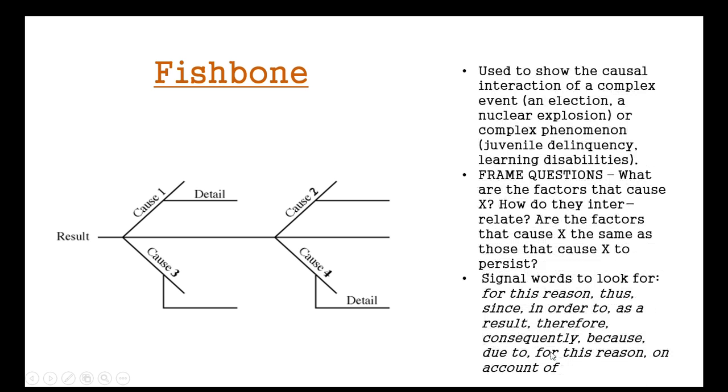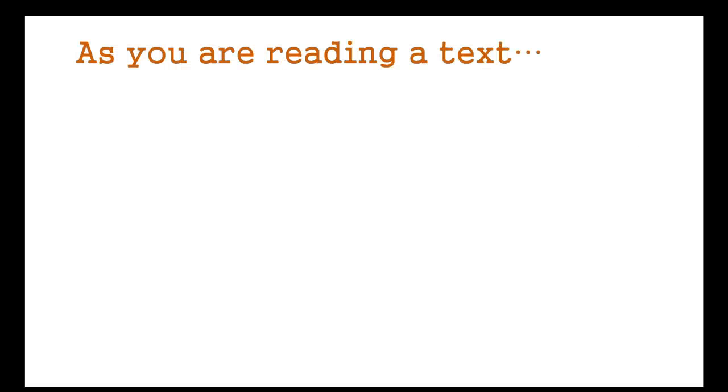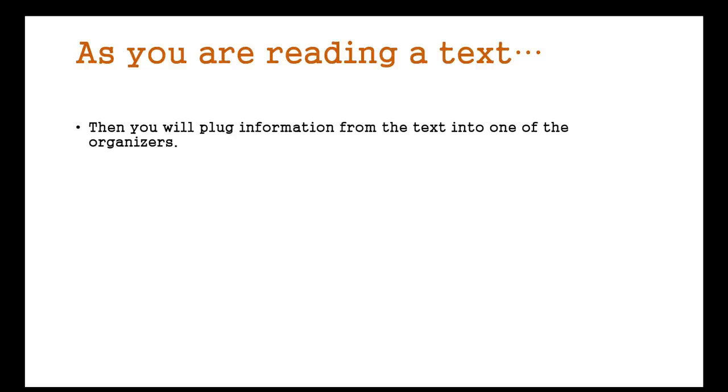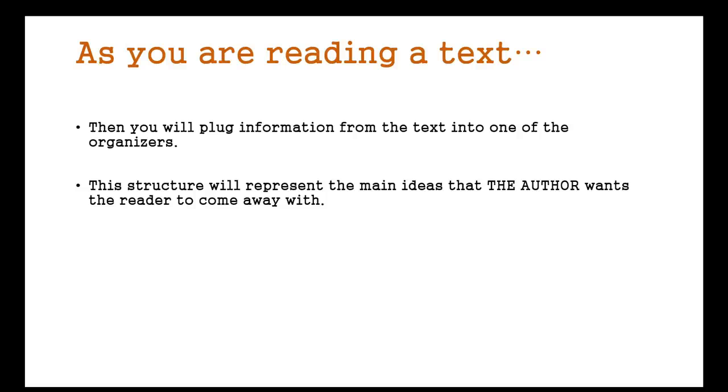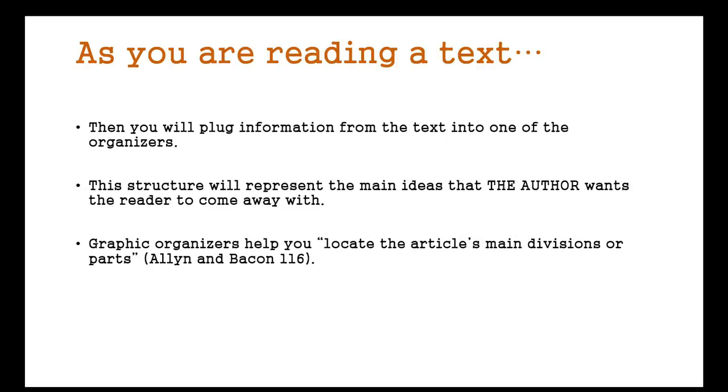And here's another one, the fishbone, which is a good way to graphically conceptualize a text. So you use these by plugging information from the text into one of the organizers. And then when you're finished, the structure will represent main ideas. Graphic organizers help you locate the article's main divisions or parts. And the details will fall away. They'll get pushed out. Once you start plugging information into a graphic organizer, you'll find that a lot of the details don't fit in there. And that's because they're not that important.